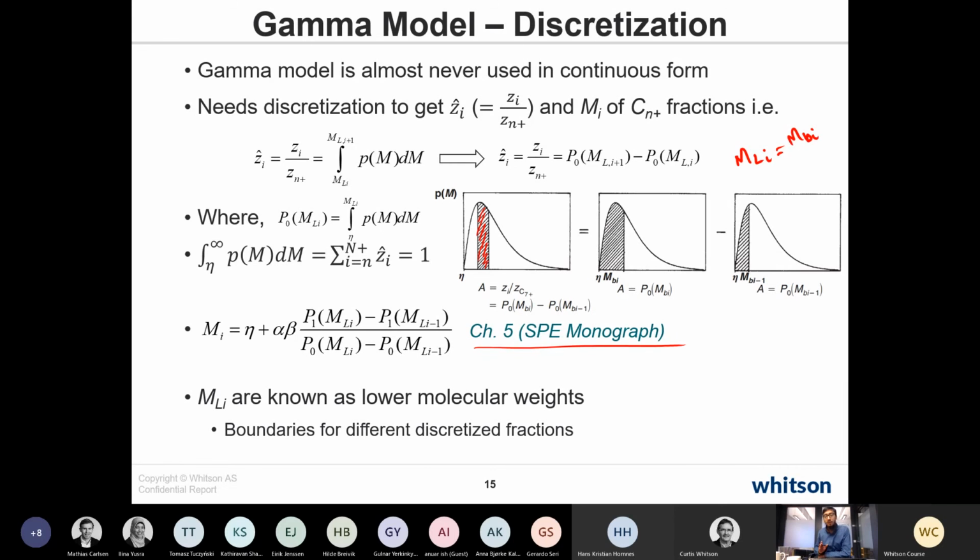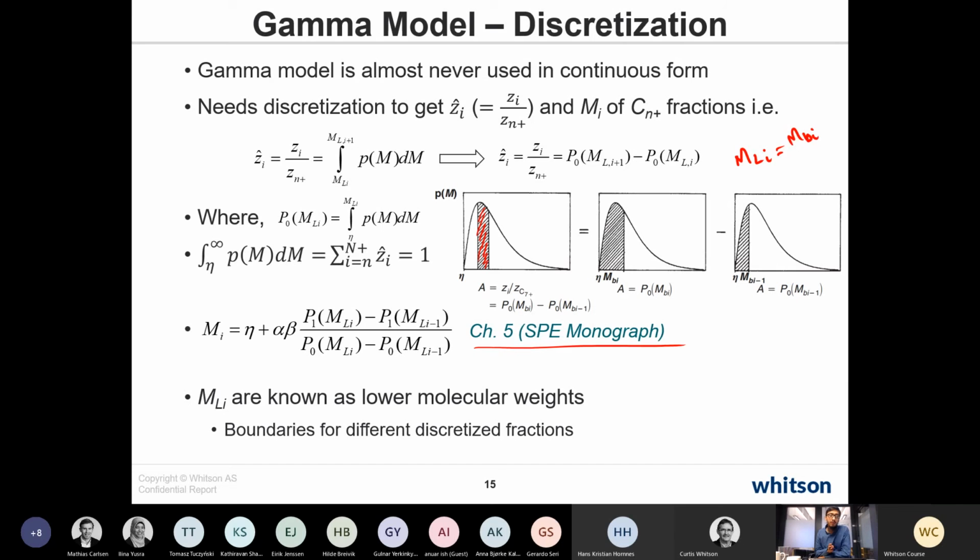So in summary, to use the gamma distribution model, you need 3 parameters: alpha, eta, and the average molecular weight that describes your continuous distribution. And then on top of that, you need some kind of boundaries to discretize your continuous function, which we call lower molecular weight boundaries. And the choice of lower molecular weight boundaries depends on what kind of fractions you are interested in.